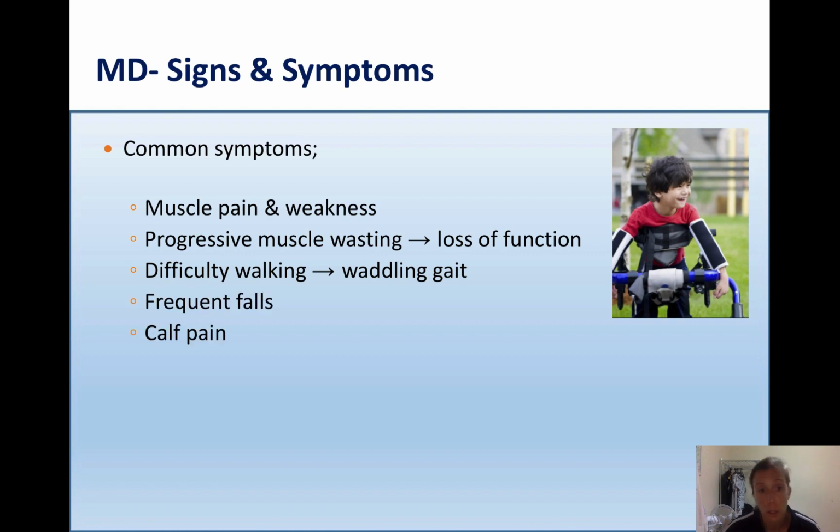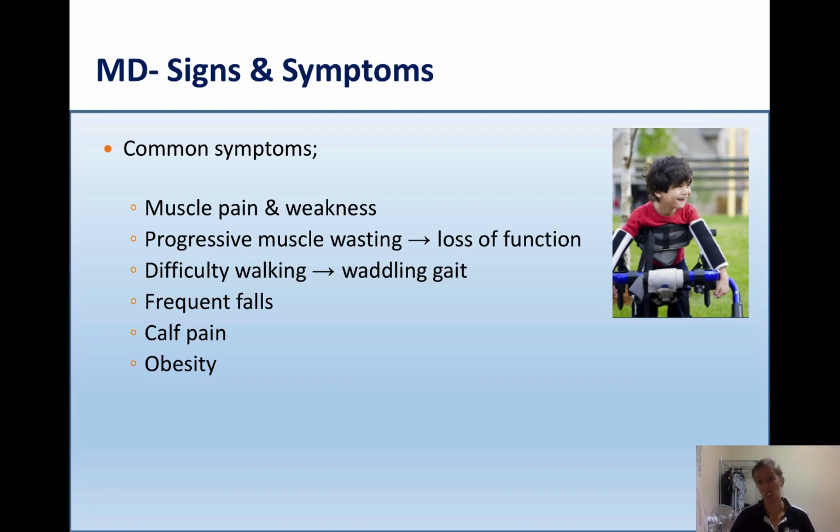Frequent falls, calf pain. Just to note as well with calves, a lot of people look like they've got quite hypertrophied calves, and don't confuse that with muscle, because it's quite often actually a lot of fat tissue and then a lot of scarring and fibrosis. So don't mistake it to be muscular and have really hypertrophied muscles. We know that's obviously the absolute opposite of what's happening in this disease.